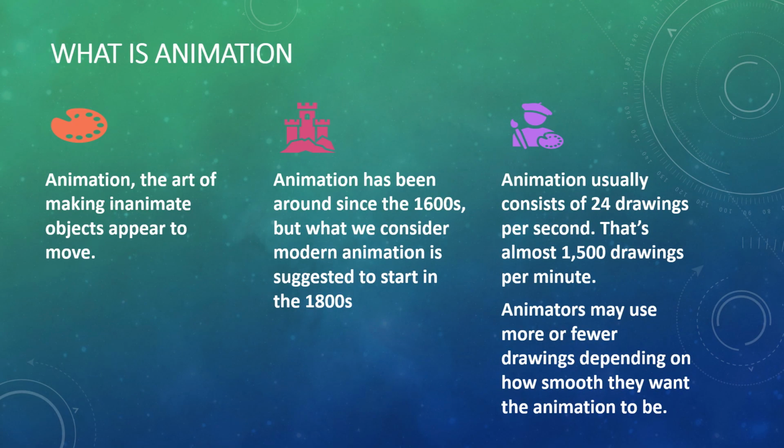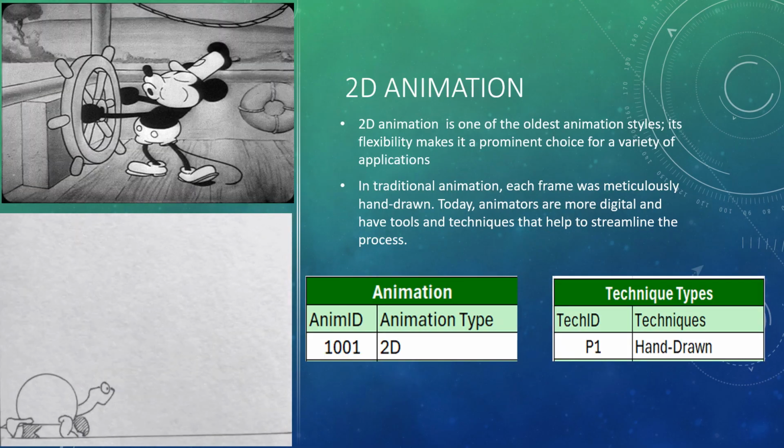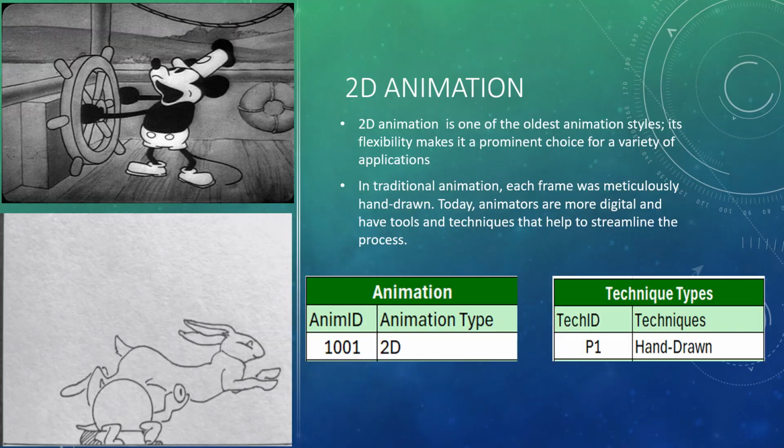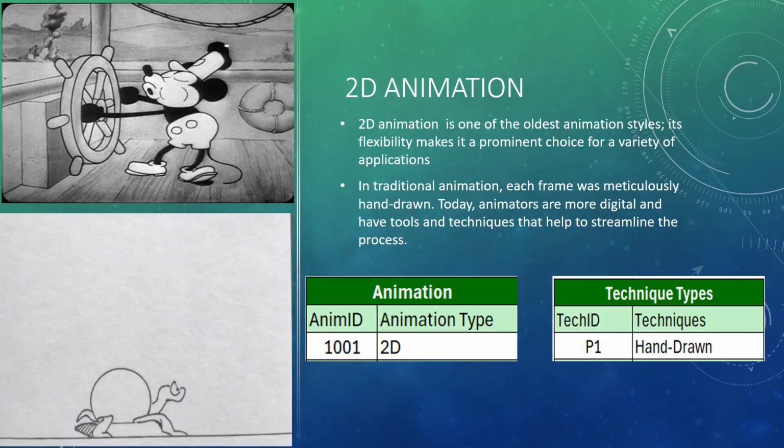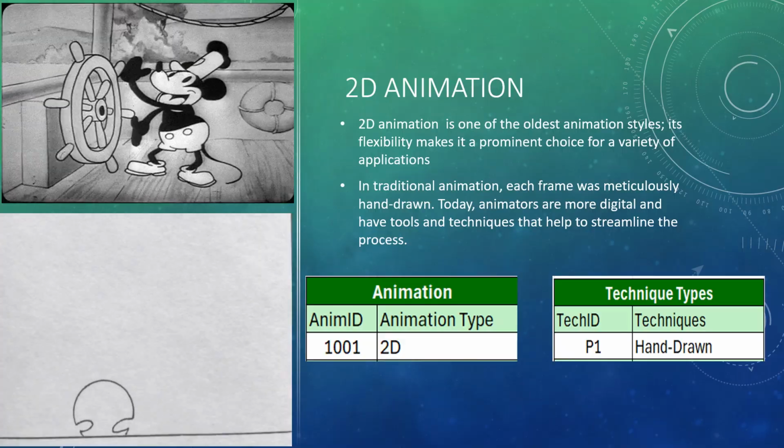Animation is the art of making an inanimate object appear to move. Animation has been around since the 1600s, but we consider modern animation to have started somewhere around the 1800s. Animation usually consists of 24 drawings per second. That's almost 1,500 drawings per minute. Animators may use more or fewer drawings depending on how smooth they want their animation to be. Although there are several different types of animation, I'm going to focus on 2D, 3D, and stop motion.